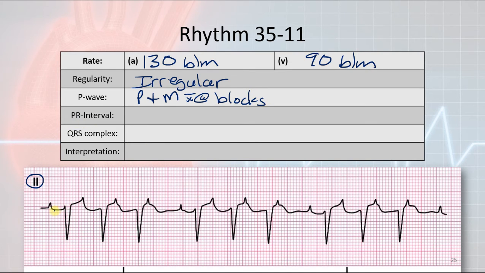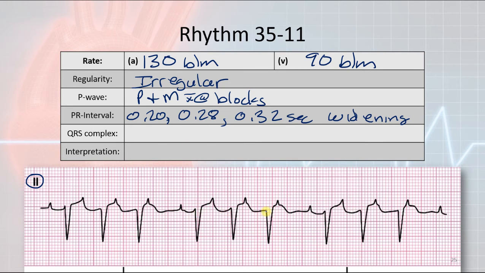The PR interval, well, let's start with this PR interval right here. That's a kind of a tough one. Let's start with this one. There's 1, 2, 3, 4, 5. So it's 0.20. And then this one here looks to be about 5, 6, 7. 0.28. The last one is 5, 6, 7, 8. 0.32 seconds, and they are all widening.